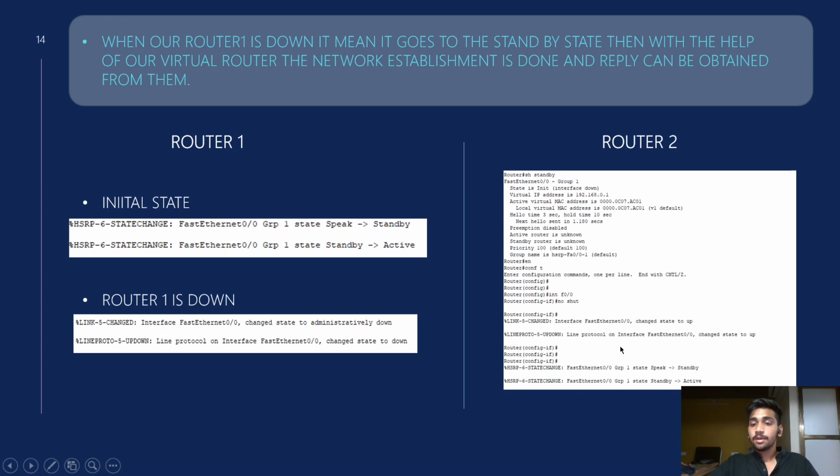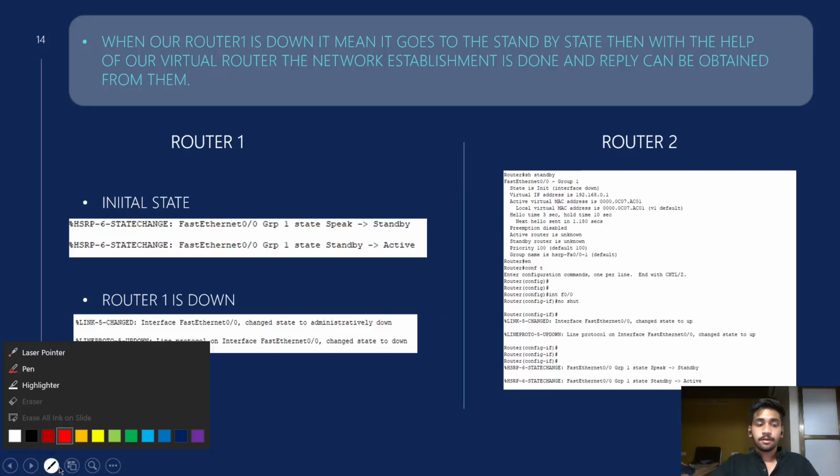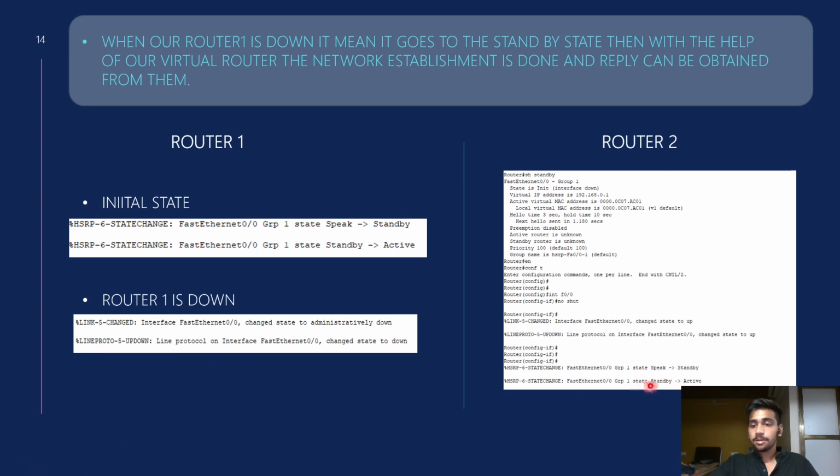Now in configuration, no shut changes the interface state to up. Router 2 is up, and it was earlier in the standby and has gone into the active state, as shown here, standby to active.